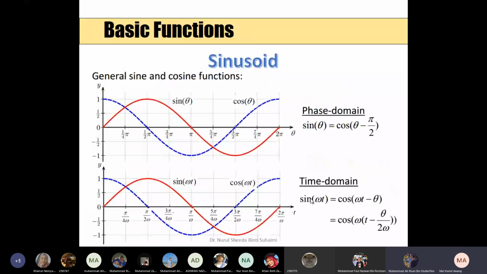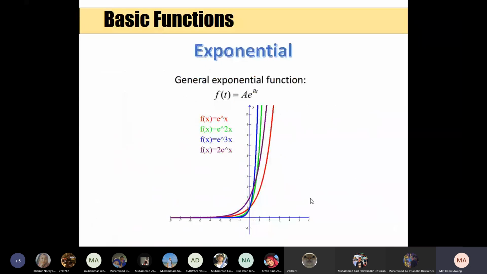Sinusoidal. Sinusoid basic function is basically sine or cosine. If it's in the phase domain, we write as sine of theta or cosine of theta, which is sine of theta is equal to cosine theta minus pi over 2. If in time domain, we write as sine omega t, which is equal to cosine omega t minus theta. Right? So this is sinusoidal, and of course this is an exponential.